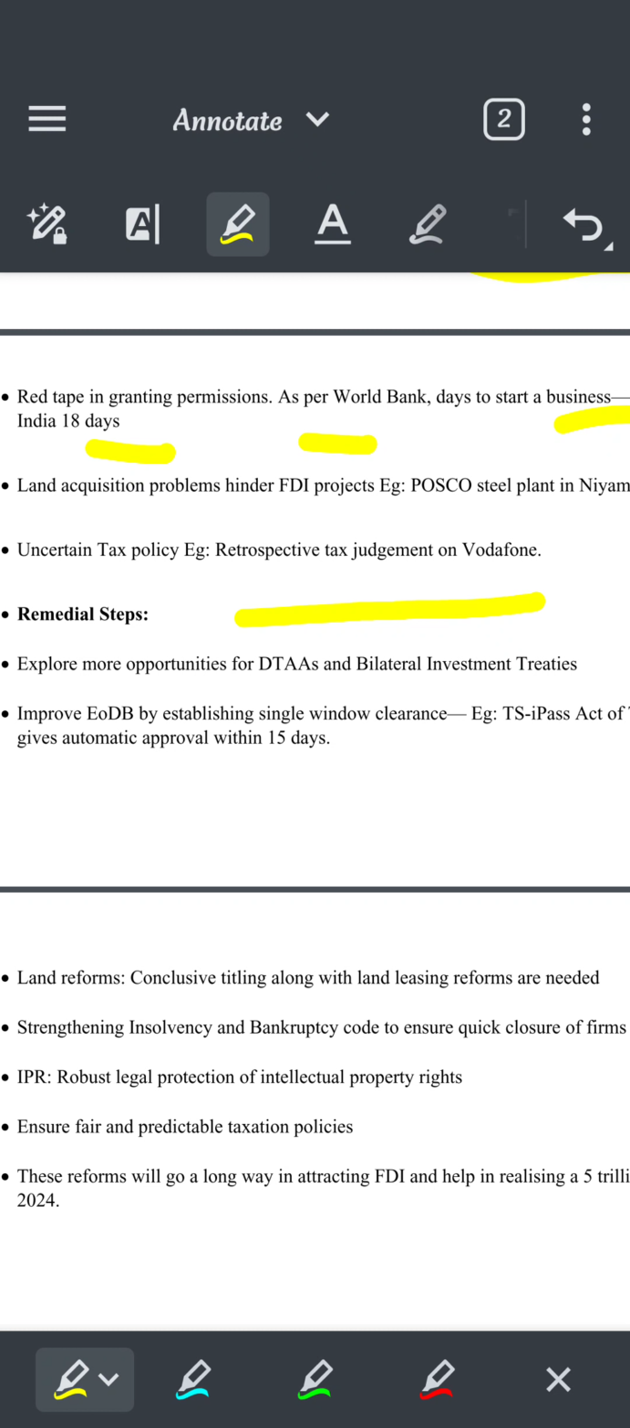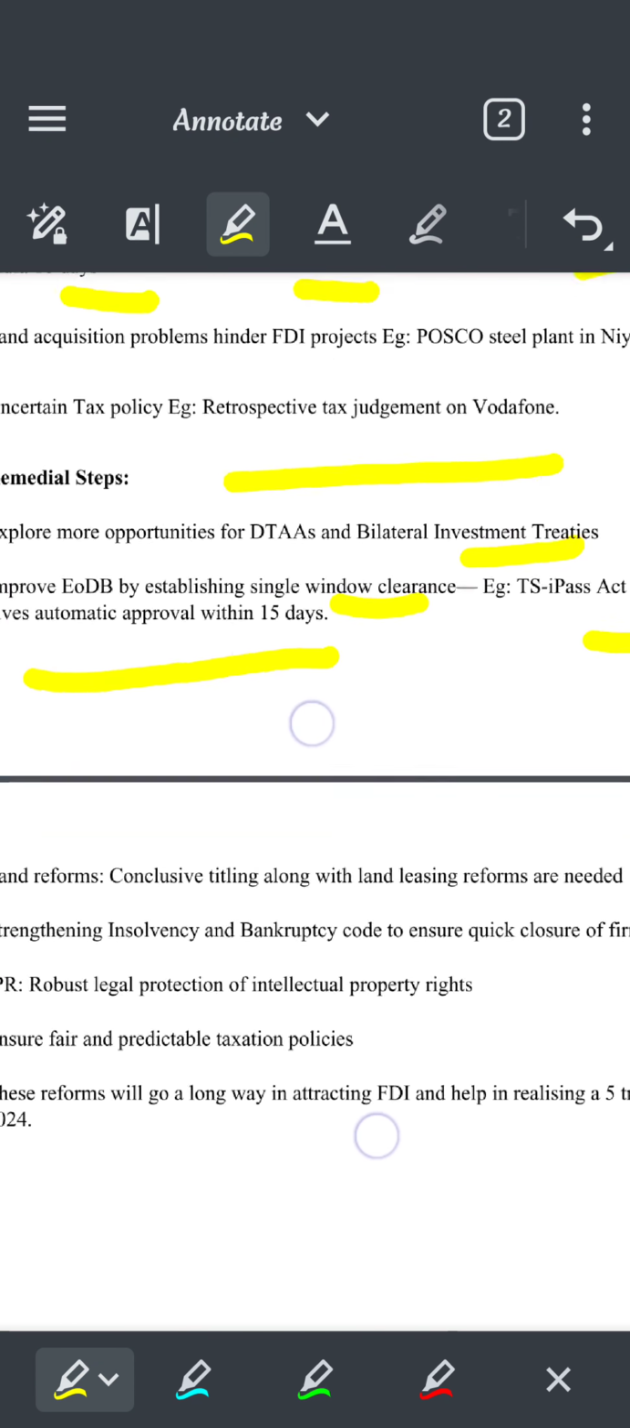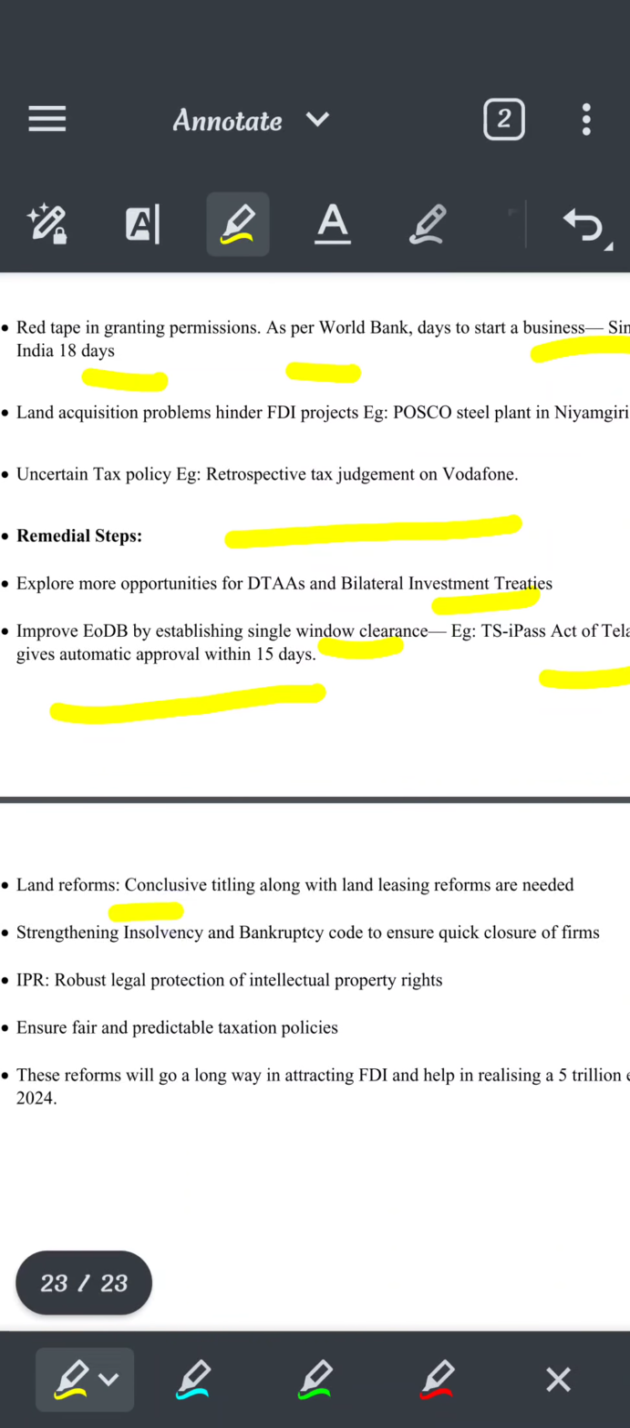Explore more opportunities for DTAs and bilateral investment treaties and improve the EODB by establishing single window clearance. Example, the TS-iPASS Act of Telangana, which gives automatic approval within 15 days. And in the land reform sector, conclusive titling along with land leasing reforms are needed, as well as strengthening the Insolvency and Bankruptcy Code to ensure quick closure of firms and to deal better and more efficiently with the NPA problem in India. Okay. So next is the IPR.